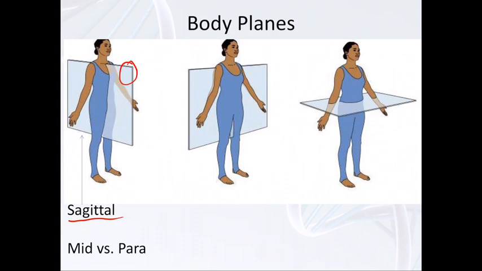The mid-sagittal plane is when it's right in the middle, like it is in this picture here. The parasagittal planes are any other parts of the sagittal plane that are not exactly right in the middle. So it's mid versus para.